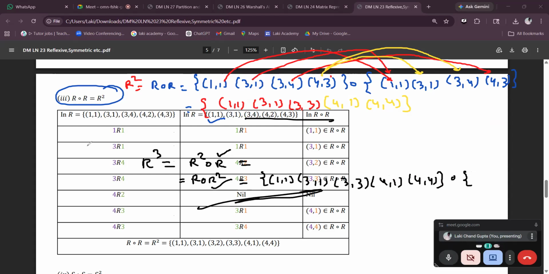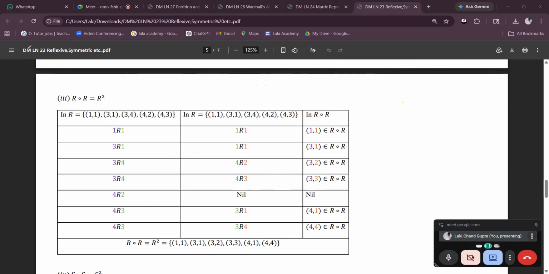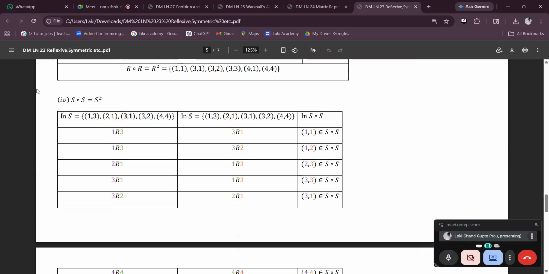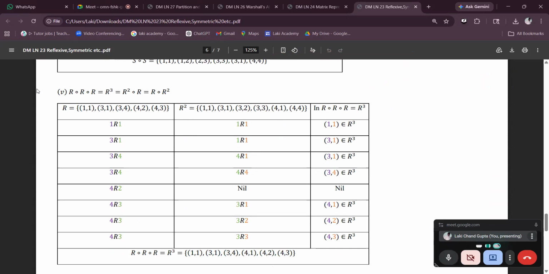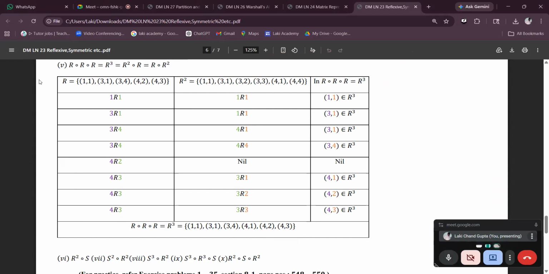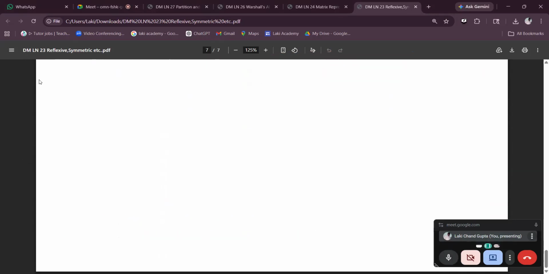Understood? S square means S of S, right? R cube means R of R of R. This slide's finished.